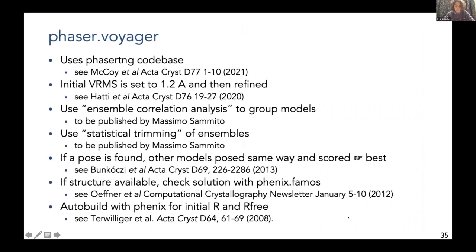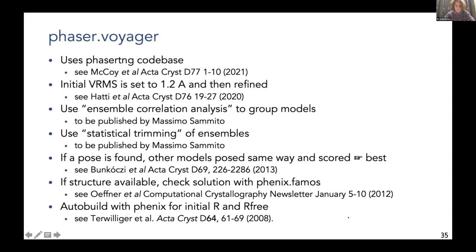It uses a reconfigured Phaser TNG codebase, which we've described in the first paper in the first issue of 2021 Acta Crystallographica. You can go and look at it now, it's available online. I got the email yesterday. And then we also set the VRMS to 1.2 angstroms and then refined from it. And for a full discussion on what the VRMS is and what you might want to set it to and all the problems associated with it, there's a paper by Kaushik last year.